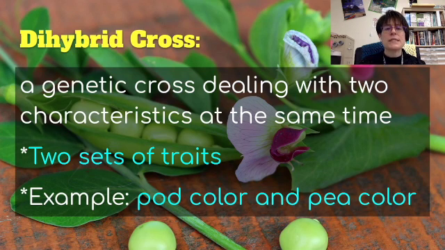There's also, we can do a dihybrid cross. This is a genetic cross dealing with two characteristics at the same time. Most of the time we just deal with one, but we can deal with two sets of traits. An example would be looking at pod color and pea color to see what combinations and what ratios there would be in the offspring if we did this. These get more complex than our regular Punnett square that just has the 4 boxes in it. This is actually a 16 box problem, and we will do one of these in class together.